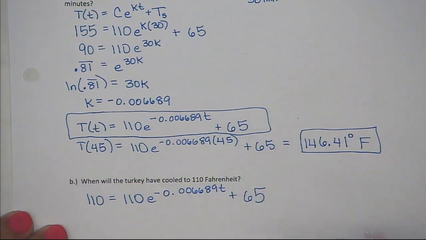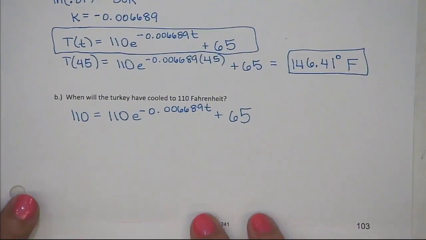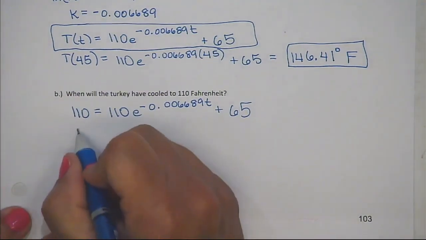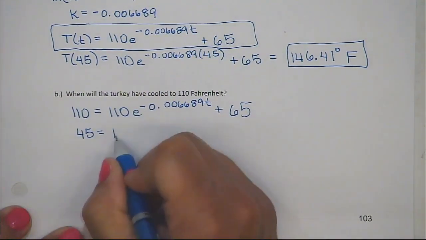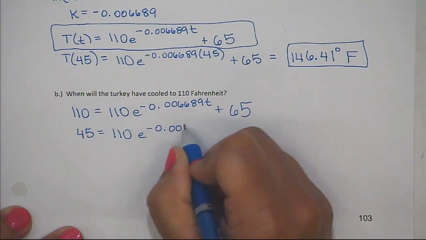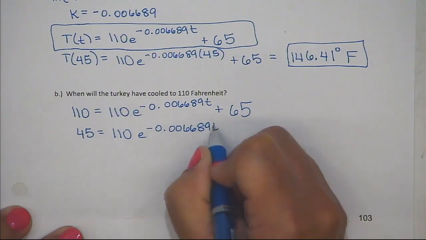All right, so you're solving that equation for T. When will the temperature of the turkey be 110? Remember, it started off at 175 when you took it out of the oven. All right, so subtract 65 from both sides. That's 45. Divide by 110. And then do your natural log. I told you, do the same thing.